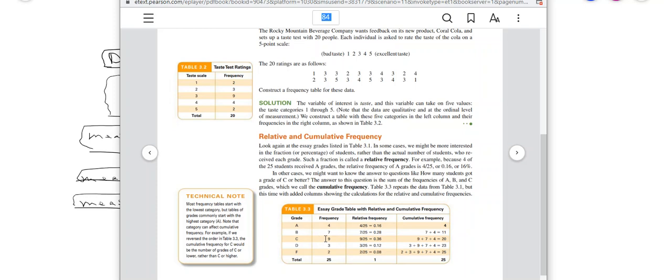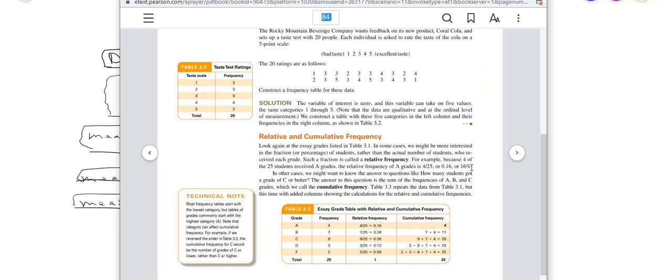So there were 9 C's, but that's 36% of the entire class. So like a third of the class got a C. When we just said 9, we didn't know that until we took 9 divided by 25. We got 36%, and 12% got D's, 8% got F's.